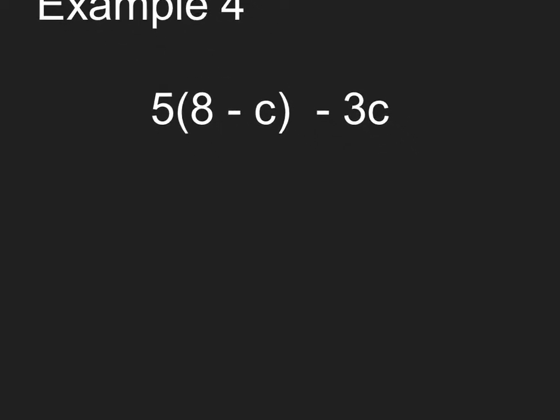All right. Here we go. So let's expand. So 5 times 8, that's 40. 5 times a negative c is negative 5c. And then we just have to bring down the negative 3c because we haven't done anything with it yet.